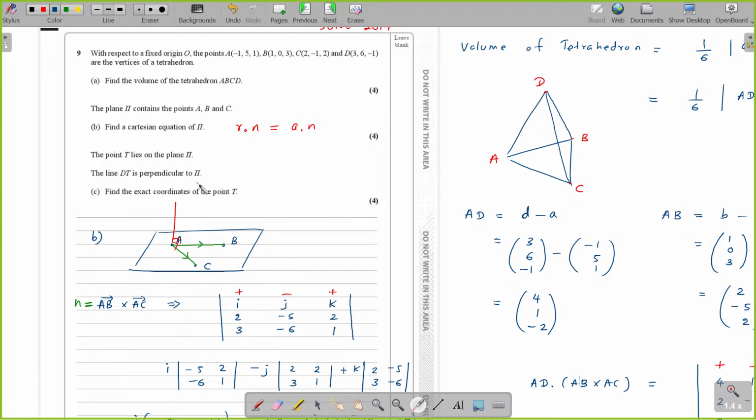The line DT means, now you know D is the vertex of a tetrahedron, because I'm considering ABC on the plane, so D is what I'm considering as my vertex. So they say the DT is perpendicular, which means this is DT. Can you see? Okay, DT is perpendicular. Find the exact coordinates of T. How do I find the exact coordinates of T?